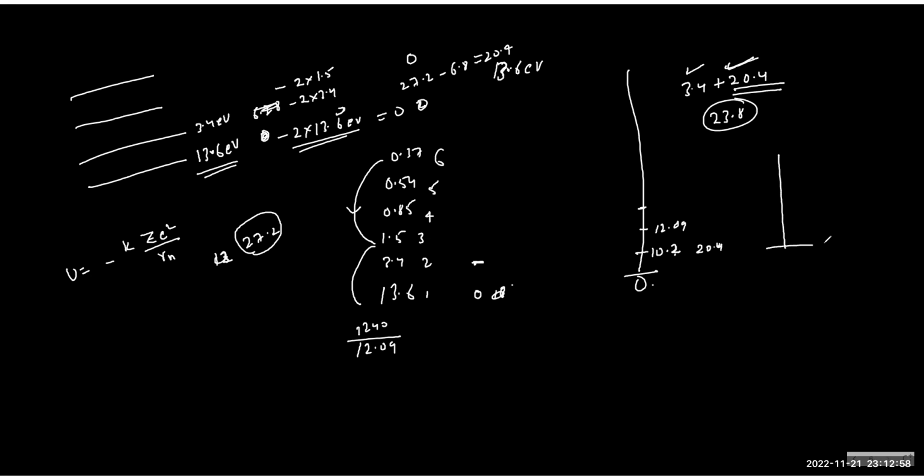Once again, you can add the potential. If this is 0, this will be how much? 20.4, 10.2 into 2, right? And so on. And then the kinetic remains same because kinetic will not change. So kinetic is how much? The positive of the total, if you remember. So positive total is kinetic energy and the potential is double of total. So that is how you can do the calculation.